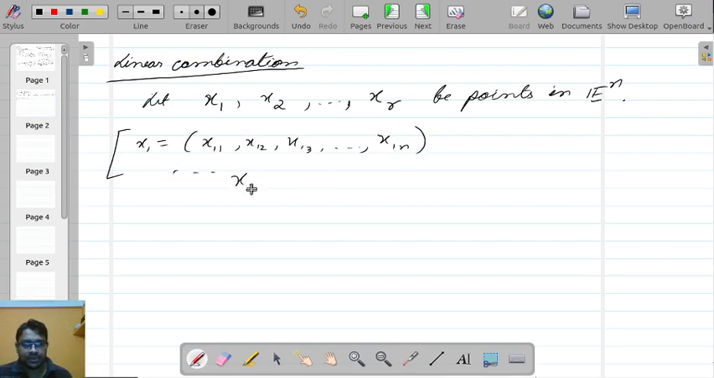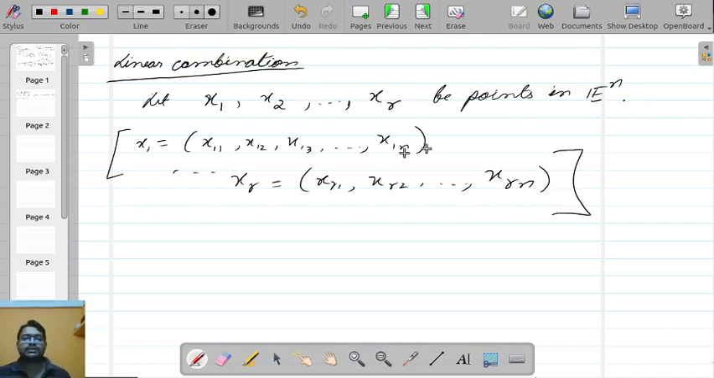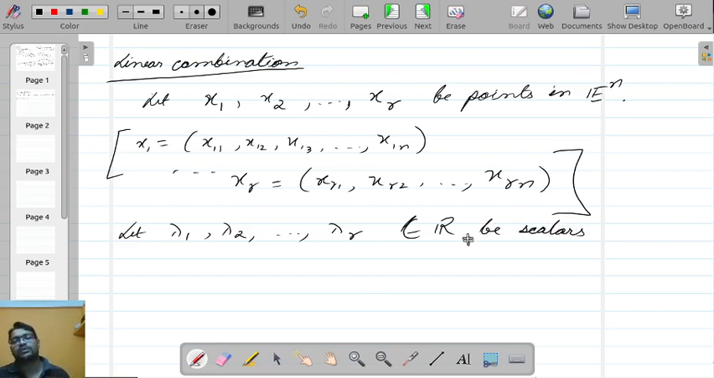So in R^n there are points like x1, x2, up to xr. These are points in R^n. Let lambda 1, lambda 2, up to lambda r belong to R. These are scalars. I told you last day that elements of R will be called scalars in our theory.